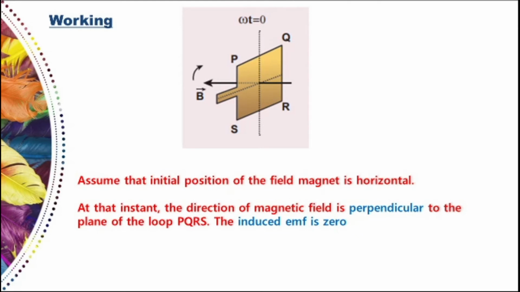As I have just shared the cropped figure to make you clear about the concept. In the initial position, the B vector is perpendicular to the plane of the loop, and so the angle is 0. So, the initial position of the field magnet is horizontal, and the direction of the magnetic field is perpendicular to the plane of the loop, and because the value of omega t is equal to 0, the induced EMF is 0.